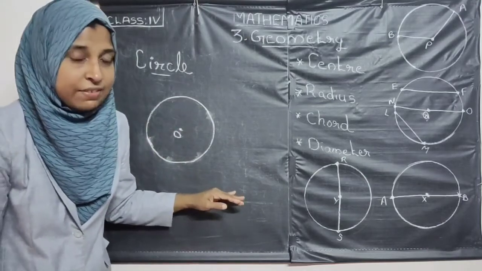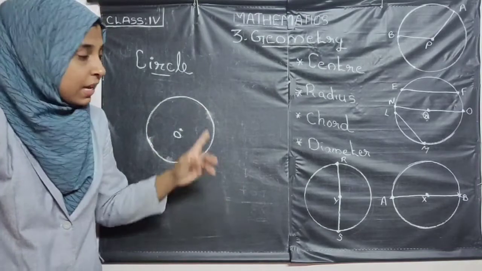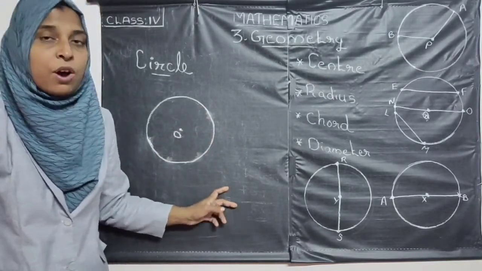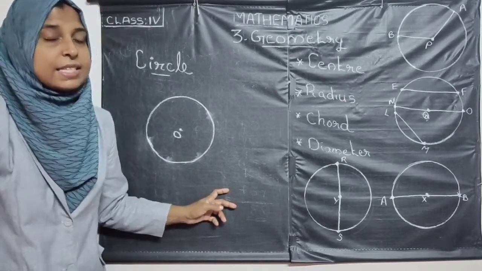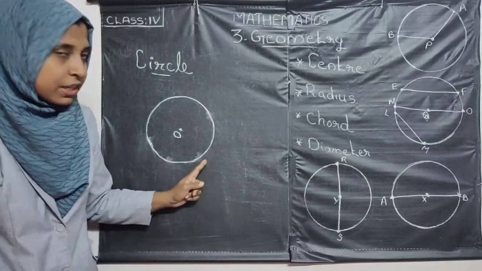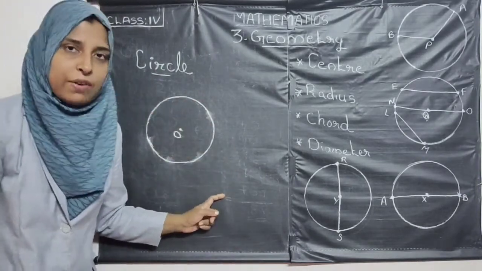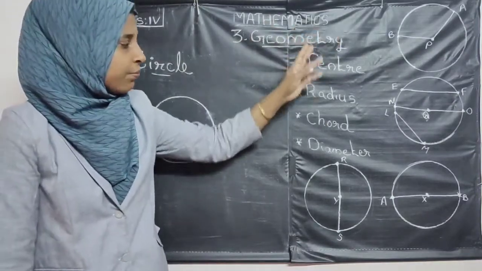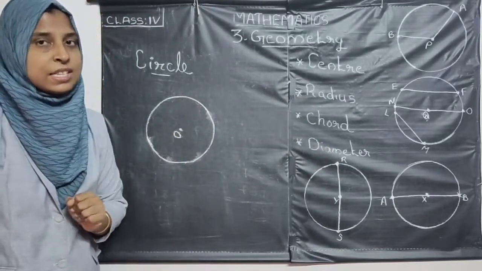So we can define a circle as a simple closed curve with only one curved edge and no vertex. Okay, got it? Now we can study four terms associated with this circle.